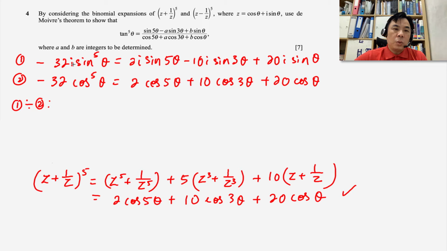So I might as well cancel off all the I first before I divide this. And then the 32 is gone. This can be simplified as sine phi theta over cos phi theta, which is basically just a tangent theta. And then here you will notice that everything can be simplified by 2. I will have this.